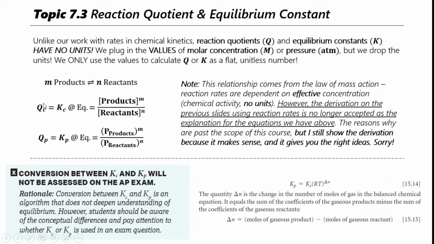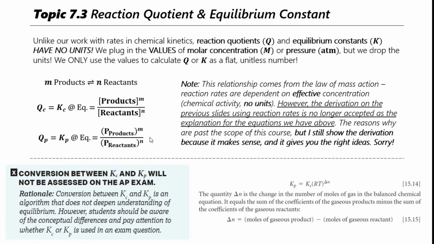Now also, I mentioned before, if we are working with Qc or Qp or Kc or Kp, these numbers do not come out to be the same. These are both reaction quotients or equilibrium constants, respectively, but that doesn't mean they're going to come out to be the same number because we're plugging in different values here or here with concentrations or pressures.